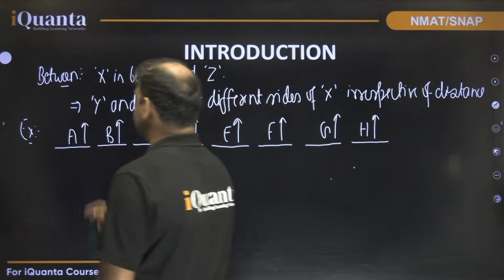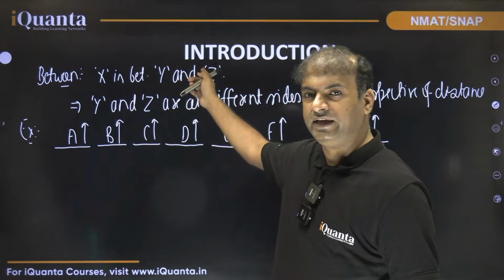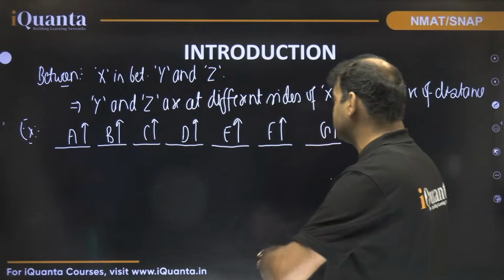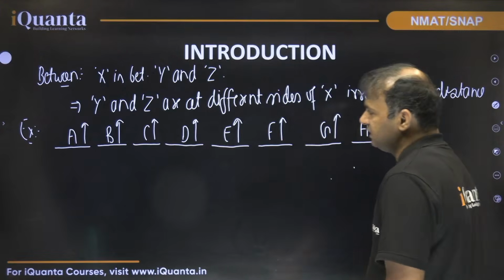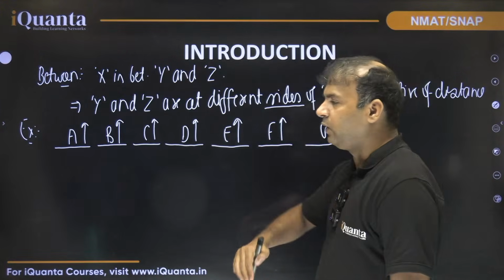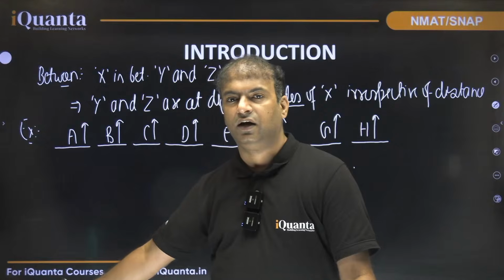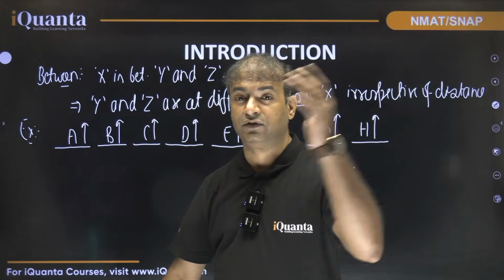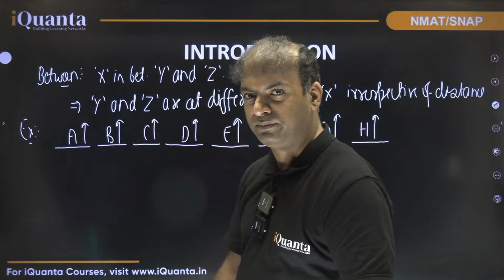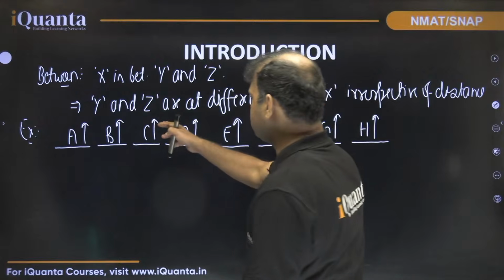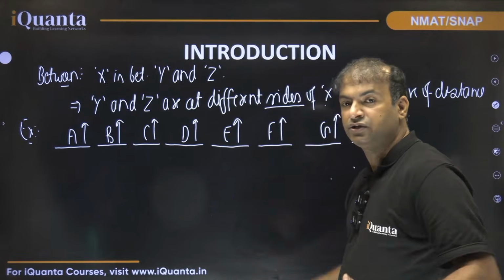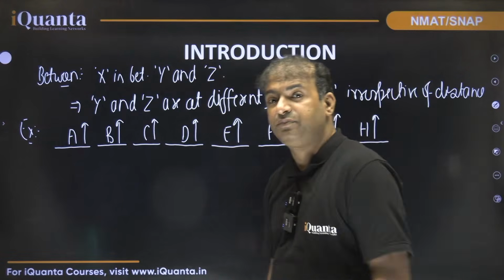So guys, what did I say? They're saying X is between Y and Z, that means Y and Z are at the different sides of X irrespective of the distance. Different sides means that one of them should be to the right and the other one should be to the left. That is the meaning of this, right? Among Y and Z, one should be to the right of X and the other should be to the left of X, irrespective of the distance.